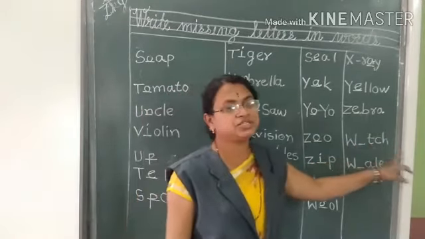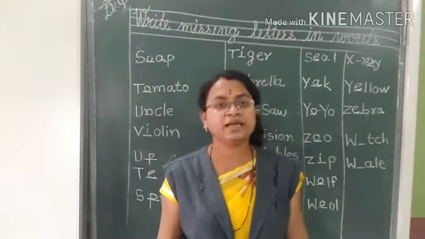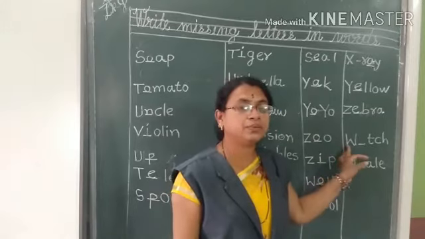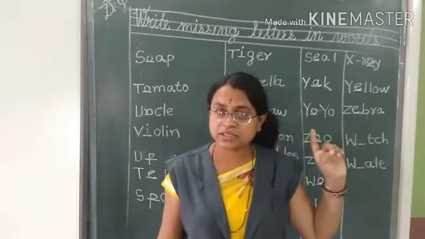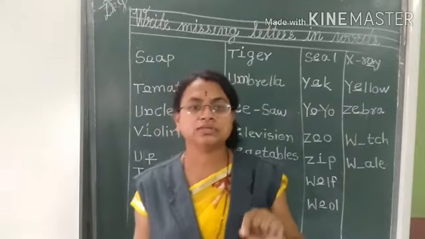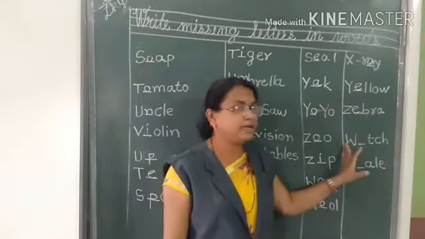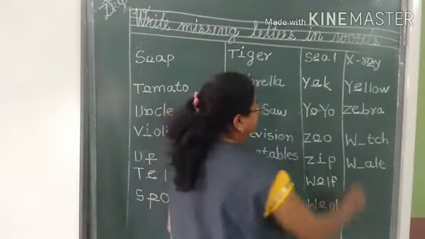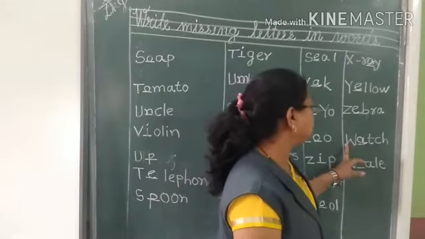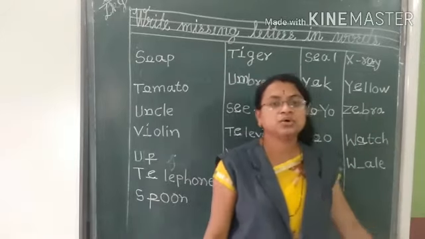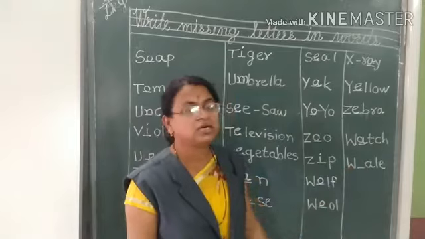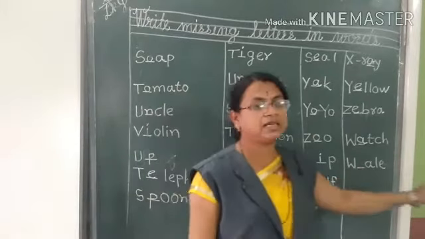W dash T-C-H. This is the spelling of watch. First you tell me the spelling of watch. W-A-T-C-H. Watch. Which letter is missing after W? A letter. You write A letter after W letter. Again read with me. W-A-T-C-H. Watch. Okay.